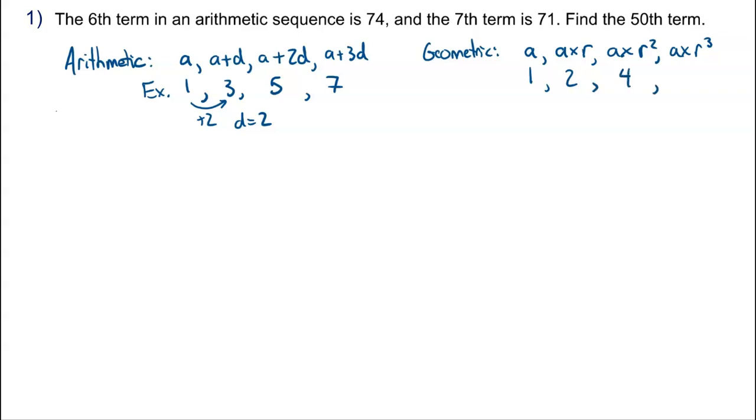So for example, I take 1, I multiply it by 2, I get 2. I multiply that by 2, I get 4. I multiply that by 2, I get 8, etc. So my r value there is 2, and my starting value is a equals 1.